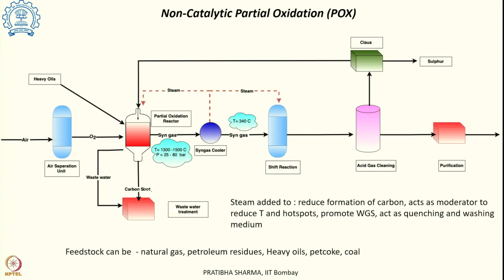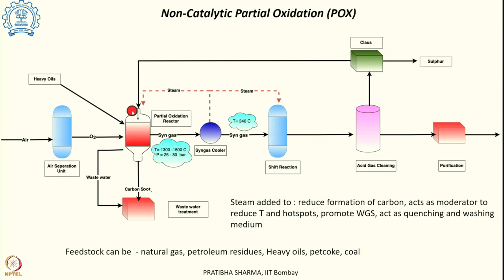To understand the entire process well, let us see the process flow. If oxygen is used as an oxidant in the process, it has to be produced using an air separation unit, wherein atmospheric air is used to separate out oxygen from the rest of the elements. Now, this oxygen along with the feedstock and steam is used as the input for the partial oxidation reactor. If heavy residual oils are used, they need to be preheated, atomized and then fed along with steam to the reactor along with oxygen.